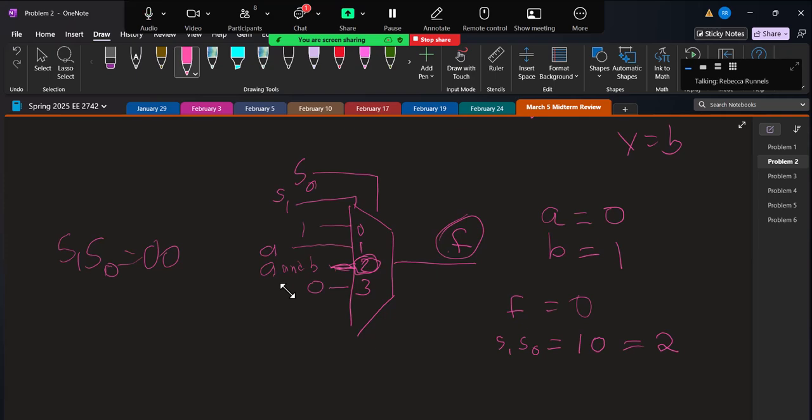I think I heard it. 1. Because S1, S0 equals 0, 0 corresponds to 0. What's coming into the 0? 1. And so that's going to be what F is. We have to read the S's in binary. Yes, you do.